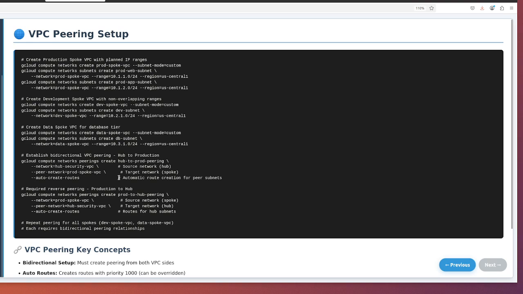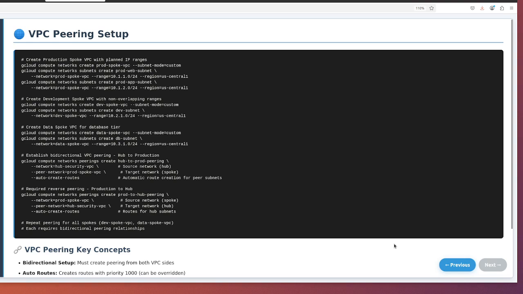Regional subnets in US Central 1 provide high availability within that region. If you need multi-region deployment, you create additional subnets in other regions. The peering relationships create the foundation for our hub and spoke topology, but the real magic happens when we add custom routes that override the automatic peering routes to force traffic through our NVA infrastructure.